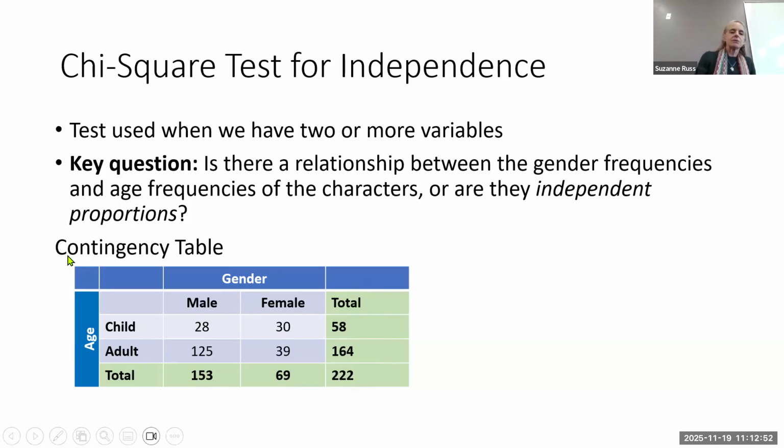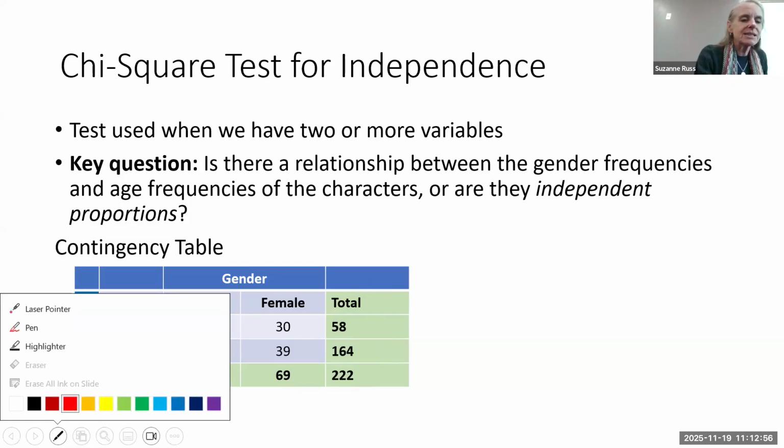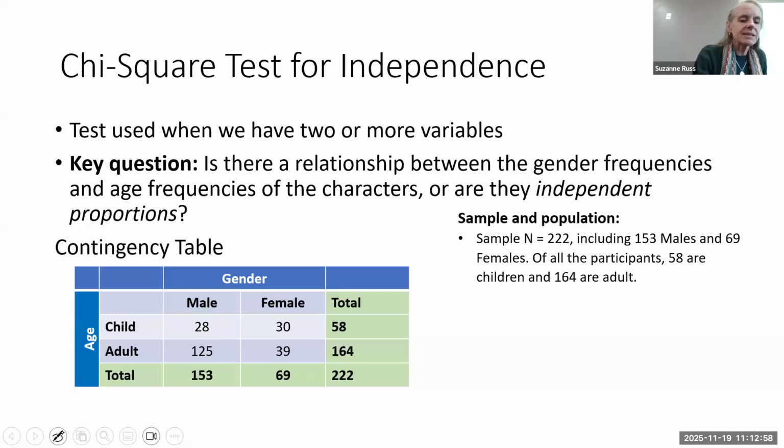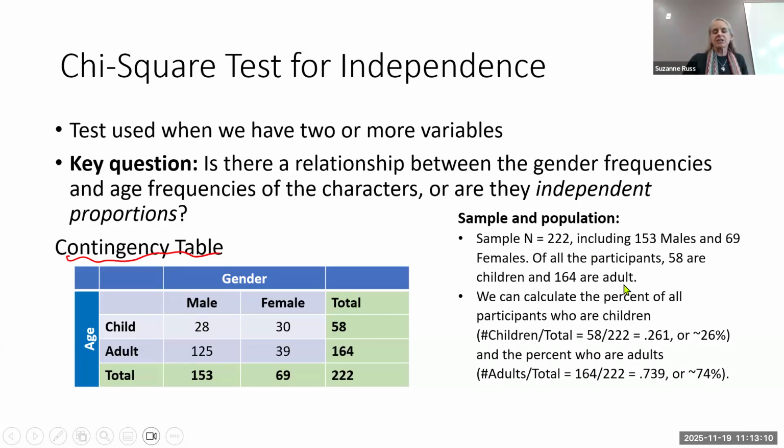And this is called, note this phrase, a contingency table. Contingencies are like ifs, like this condition depends on this condition. So the male condition depends on the age of the character condition. All right. And then here is just describing those data that I just talked about. And so when we work with this, we can calculate the percent who are children, right?